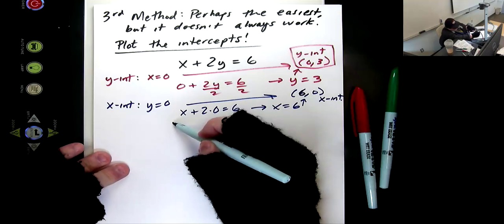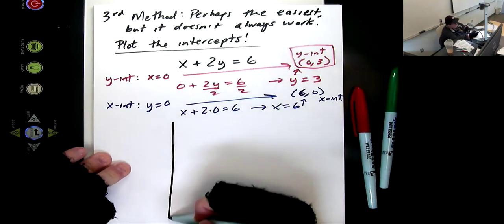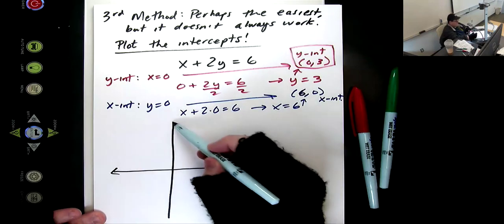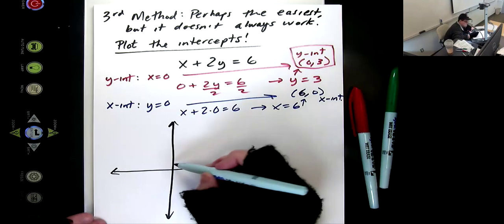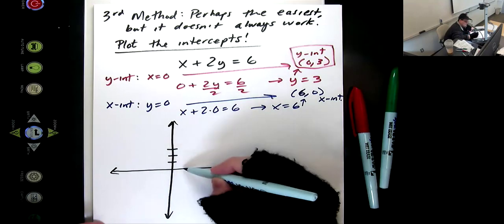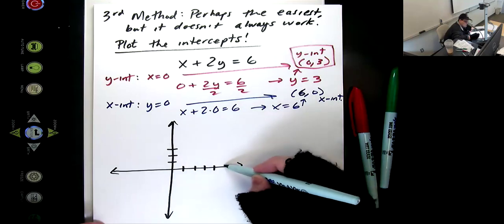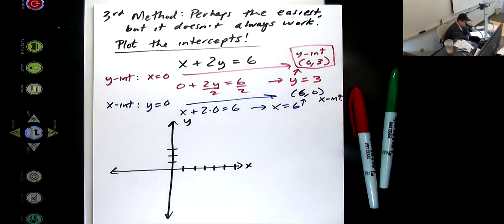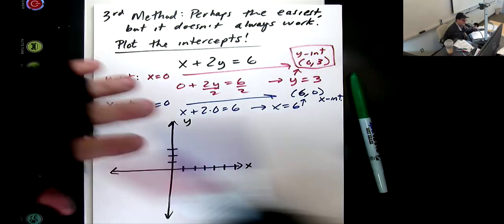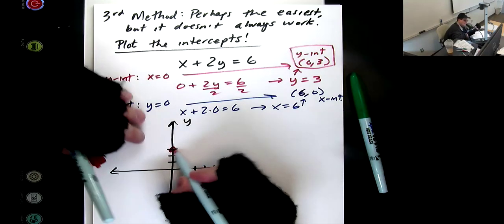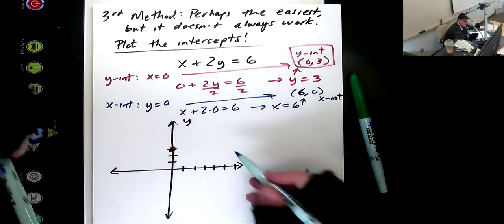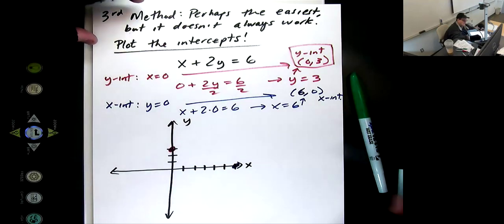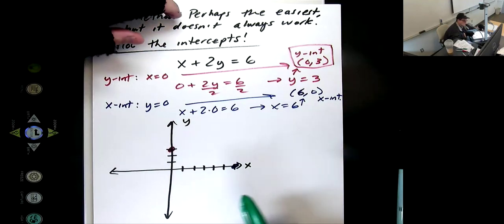See if I can make it straight this time. Straight enough. 0, 3 is right there. 6, 0 is right here. And I'm going to rotate the page to draw it.